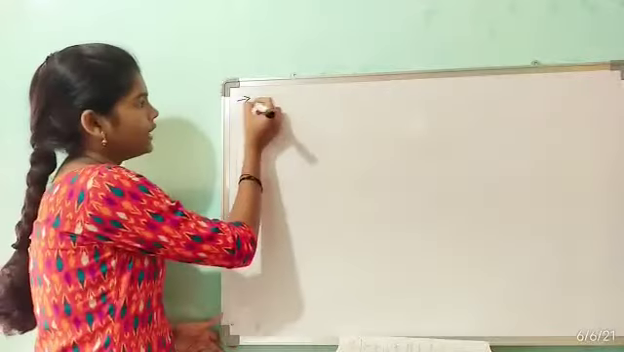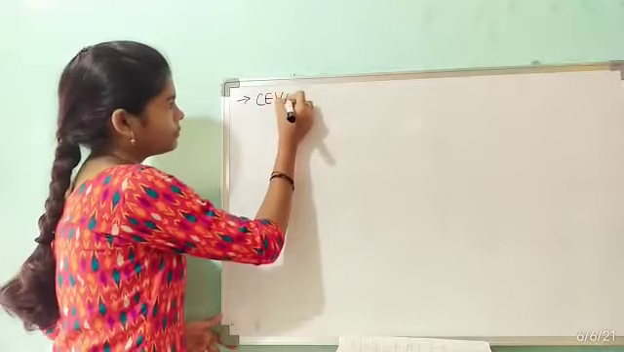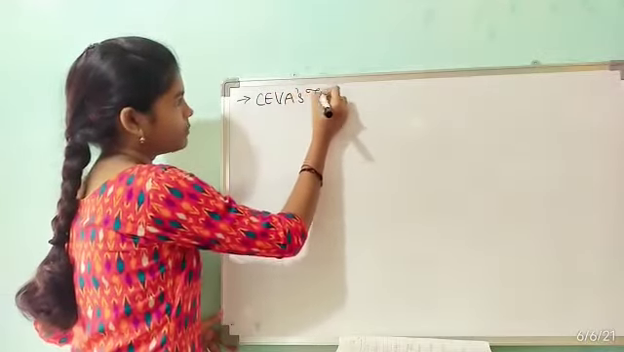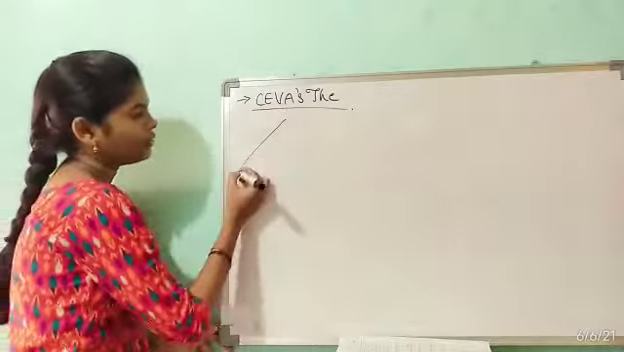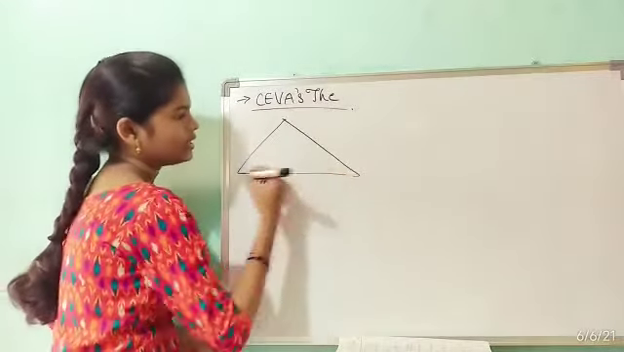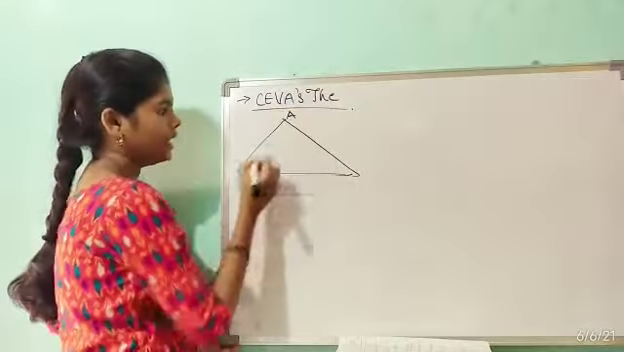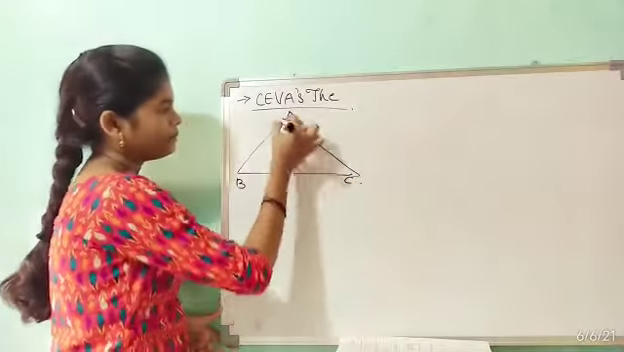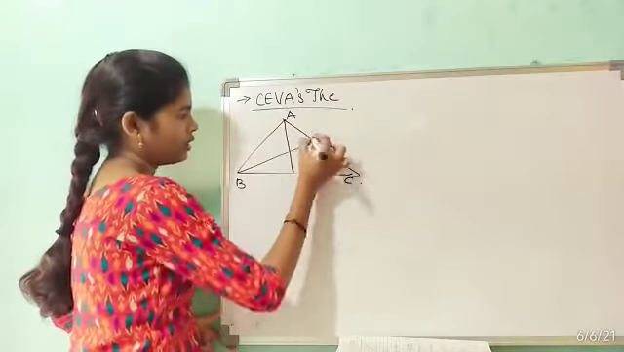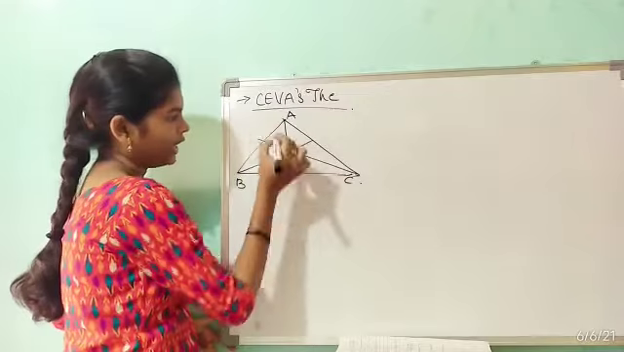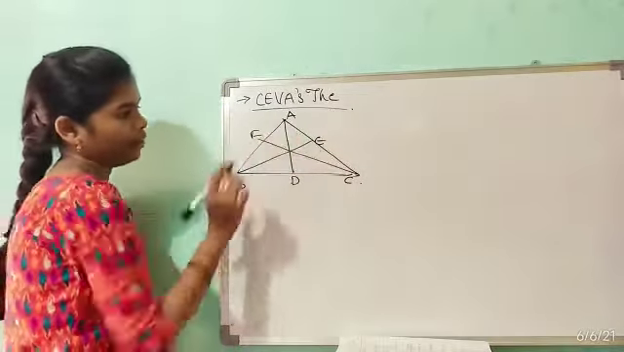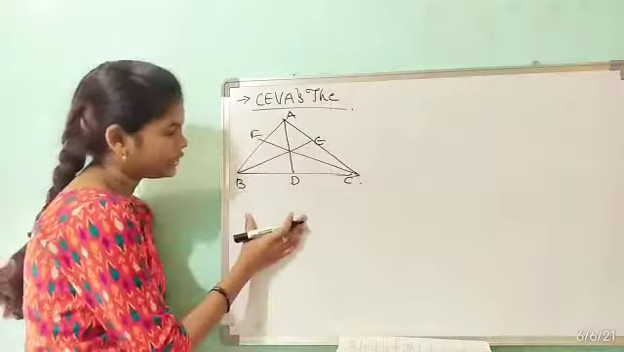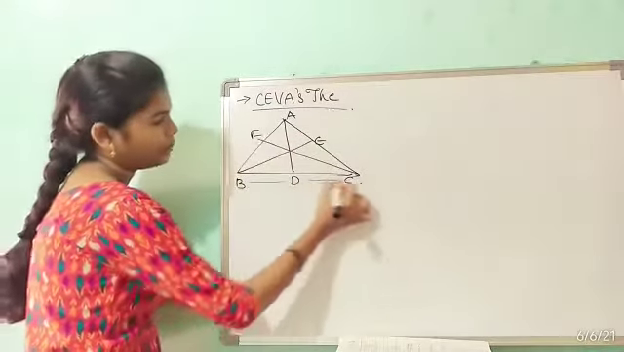Moving on to the next, Ceva's theorem. Suppose we are given a triangle with vertices A, B and C, and D, E, F are the midpoints. Then the relation is BD by DC.